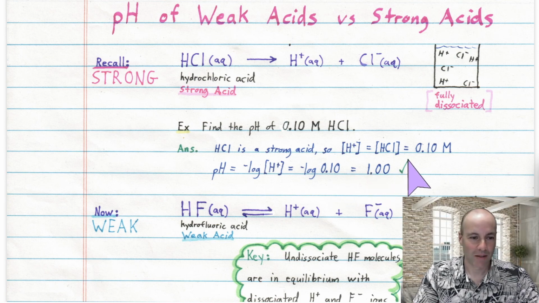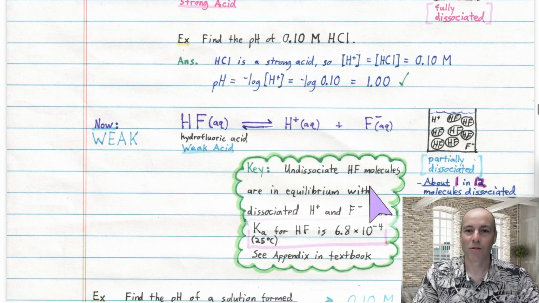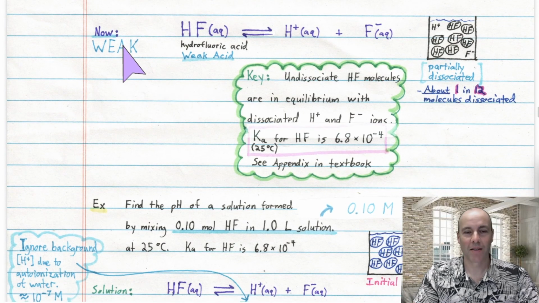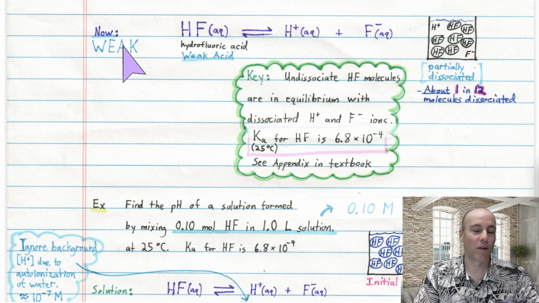So that's strong acids. Weak acids are a little more involved. Let's use hydrofluoric acid as an example. Weak acids, in contrast, are partially dissociated. So strong acids, 100% of the molecules dissociate. Weak acids, only a fraction of them do. Sometimes it's 10%, sometimes 20%. It depends on the weak acid.